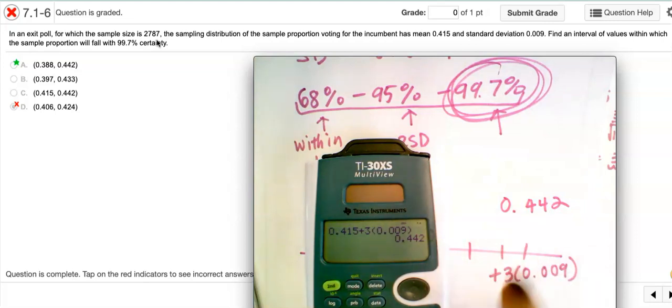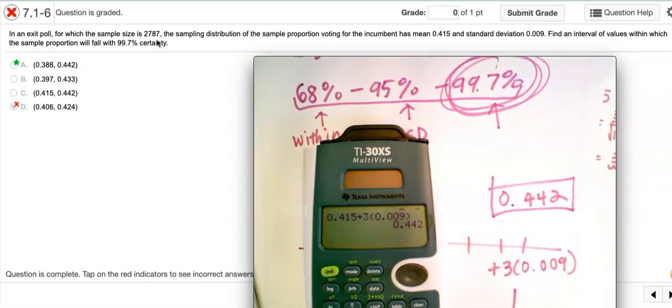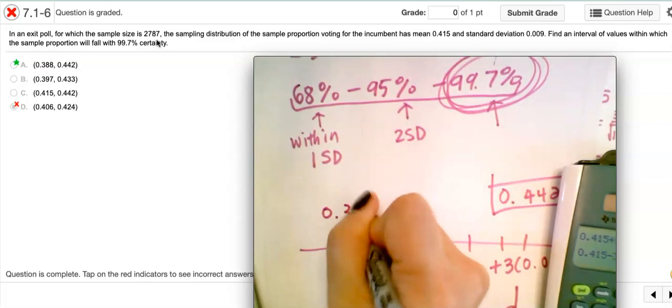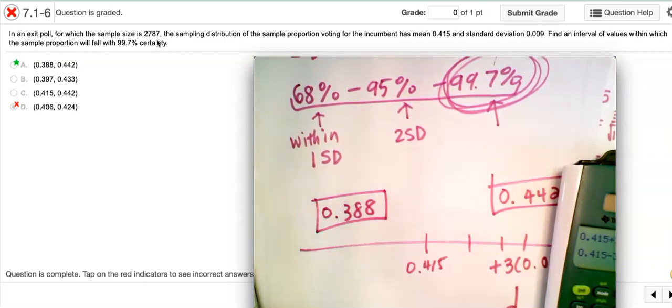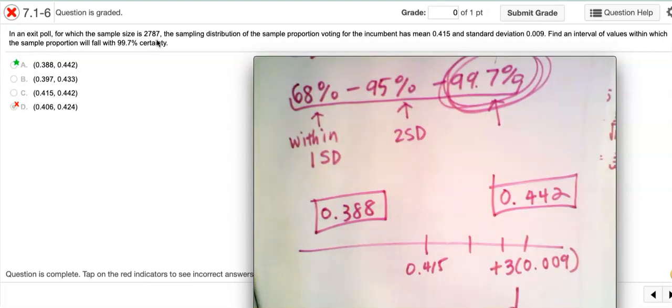Well, I should get the number on the left side now. Just like we got that number, let me find the lower bound by doing 0.415 minus 3 standard deviations from the mean, and that number is 0.388. So within these two numbers, we're going to have about 99.7%. I did 3 standard deviations above and 3 standard deviations below.